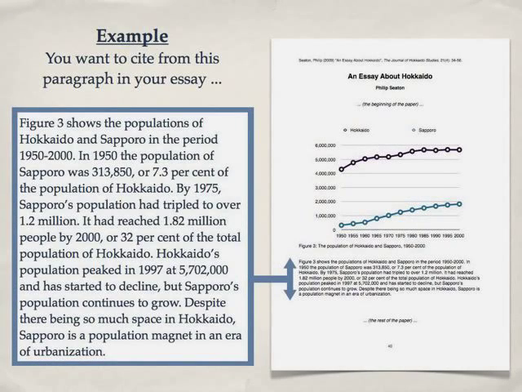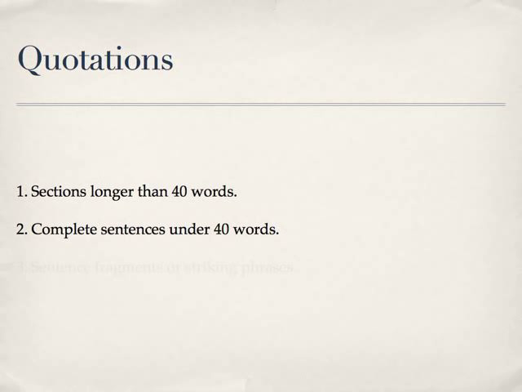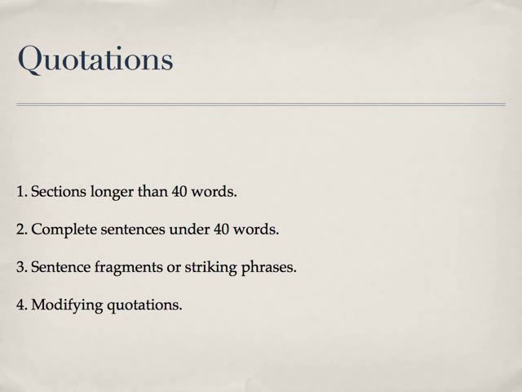To show you how to use citations, we will use this imaginary example of a paragraph from an essay in the Journal of Hokkaido Studies. This is what you must do if you want to cite from this paragraph in your essay. First, let's look at 4 aspects of quotations. Sections longer than 40 words, complete sentences under 40 words, sentence fragments or striking phrases, and modifying quotations.